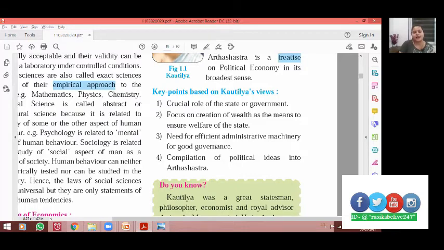Completion of political ideas into Arthashastra. Okay, so let's see now.